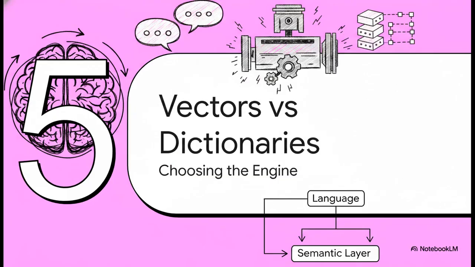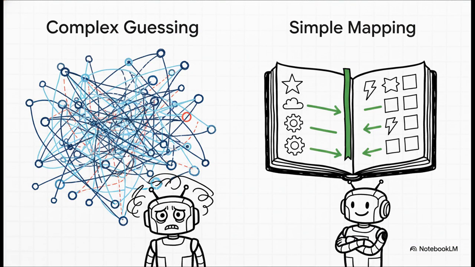All right, part 5, vectors versus simple dictionaries and how to choose the right engine. Now, standard large language models usually rely on complex math, things called vectors or embeddings. They convert text into numbers to essentially guess at meanings. And hey, that's fantastic for open-ended free text. But for structured warehouse data, like an HR status saying sick or a location called A block, we definitely don't want the AI guessing. For that, we use a simple, hard-coded dictionary.